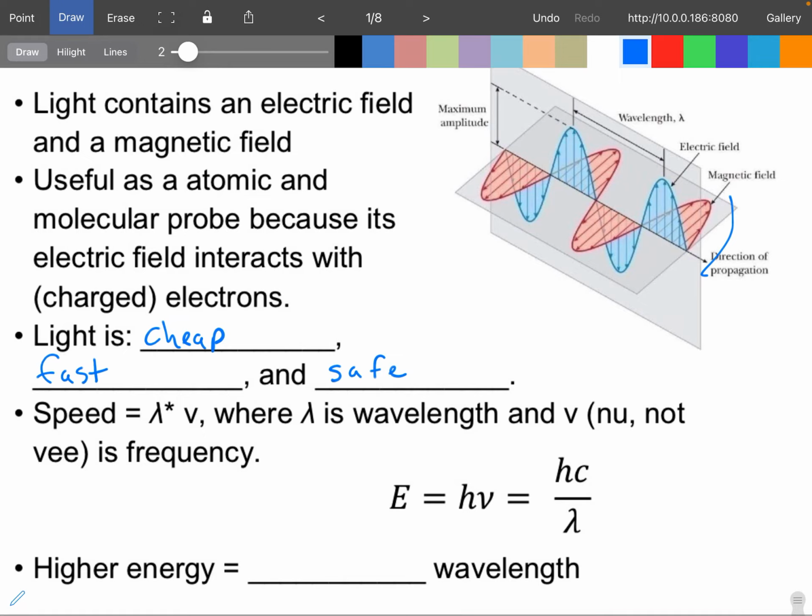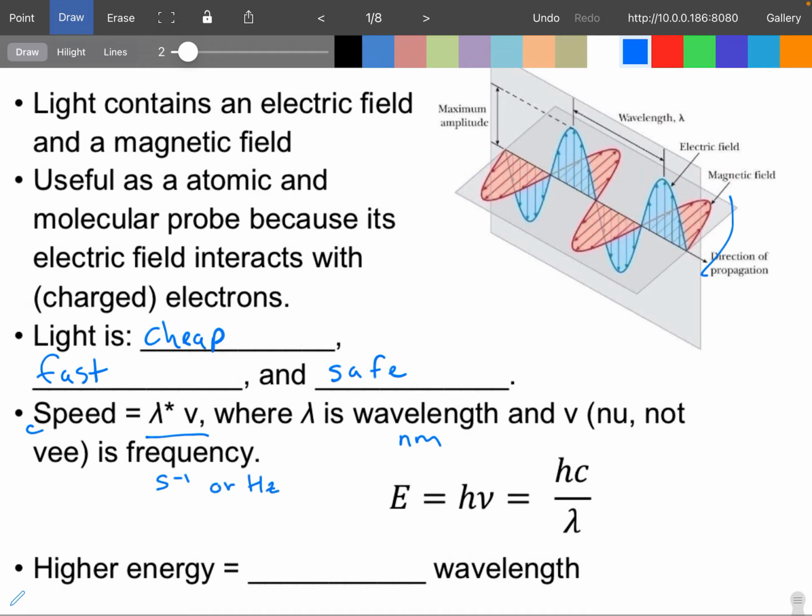And the speed of any wave is given by the product of the wavelength and frequency. In the case of light, the speed is going to be the letter c, which is a specific speed, and the wavelength, given typically in nanometers, is lambda, and the frequency, given in inverse seconds or the unit hertz, is nu. That's not v, it's nu, the Greek letter.